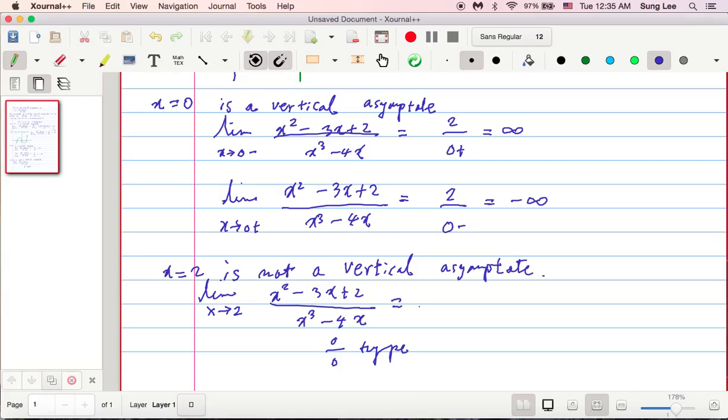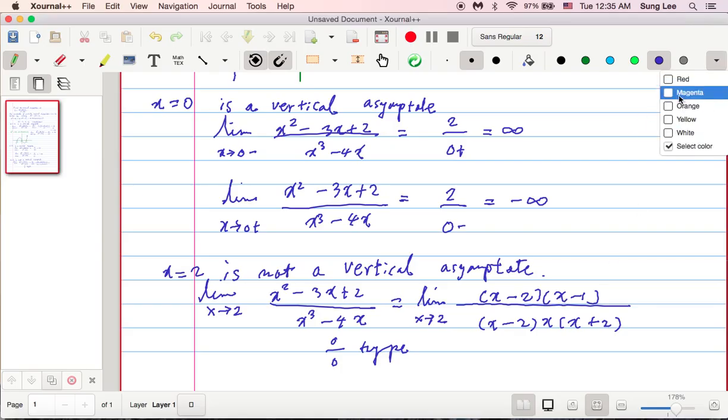So this equals limit x approaches 2. So the numerator is factored to, in this case, x minus 2 times x minus 1. The denominator we already know, right? x minus 2, x plus 2. Okay, so the numerator and the denominator have the same factor, x minus 2, so we can cancel it out.